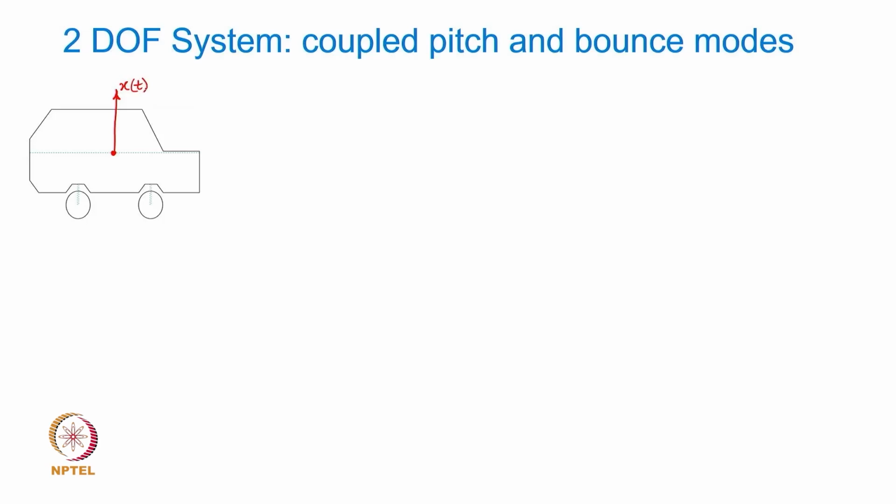This is the first degree of freedom, and then nobody stops this car body from pitching. So the pitch motion, which is the angular motion, could be theta(t). Okay, it can also have the motion along the horizontal direction, and that motion we are at the moment keeping out of the discussion, just to keep things a little simpler.